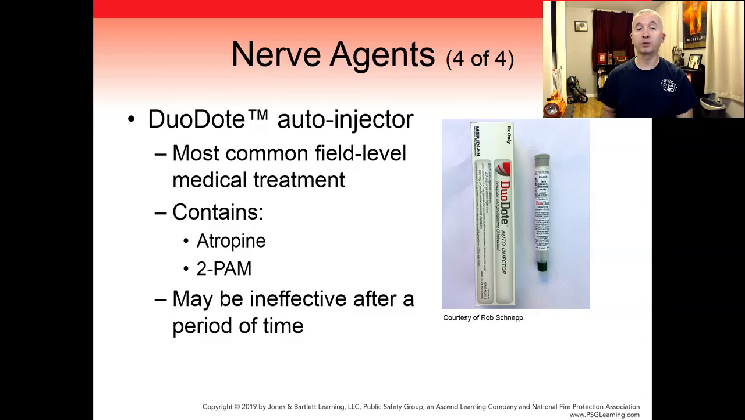The most common field-level medical treatment is the DuoDote autoinjector. It contains atropine and 2-PAM. Note that all nerve agents age once they are absorbed, and so the administration of DuoDote may be ineffective after a period of time.